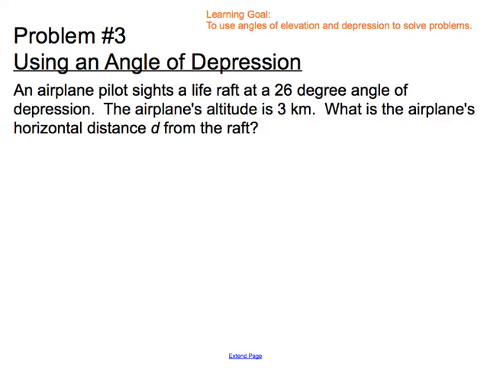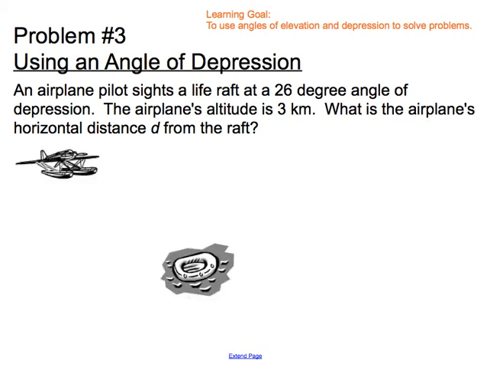So one final example here. An airplane pilot sights a life raft at a 26-degree angle of depression. The airplane's altitude is 3 kilometers, and we want to know the airplane's horizontal distance from the raft. So here we have our seaplane trying to find that life raft. Got Mr. Kane out there, stuck in the life raft. Help! So it's a 26-degree angle of depression.